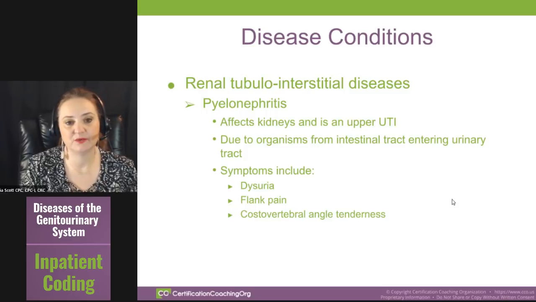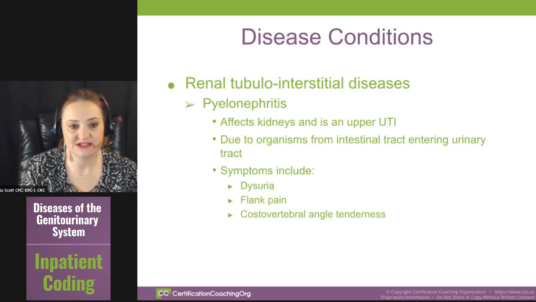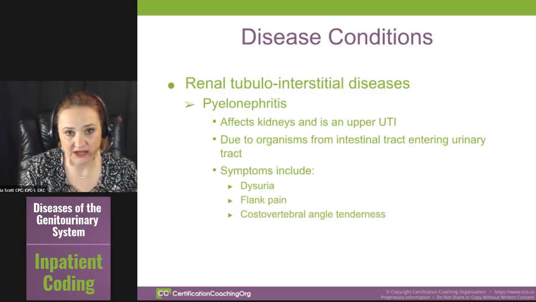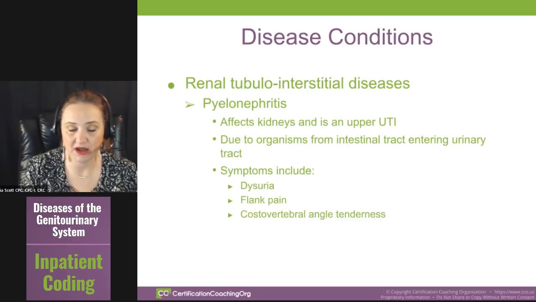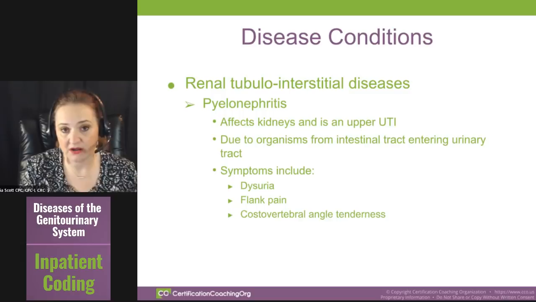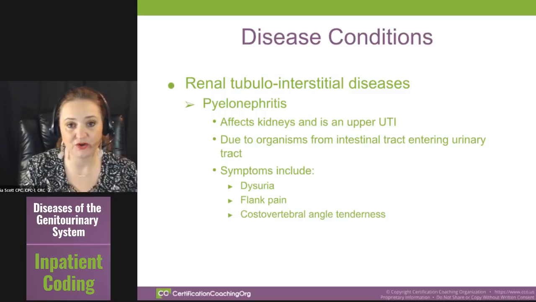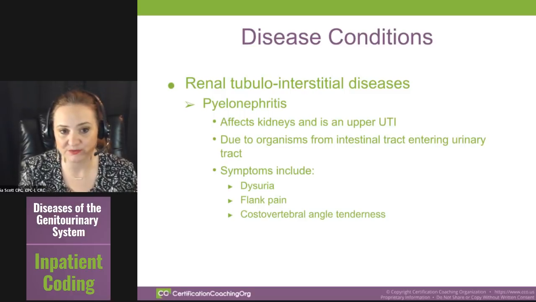Other types of renal tubular interstitial diseases is pyelonephritis, and this is going to affect the kidneys and is considered an upper UTI, urinary tract infection. Now, memorize UTI. For the most part, that's just common lay verbiage for everybody. We know what a UTI is, right? They'll say, oh, I have a urinary tract infection, or I feel like I've got a UTI, because that's common. That's almost as common as getting a cold.